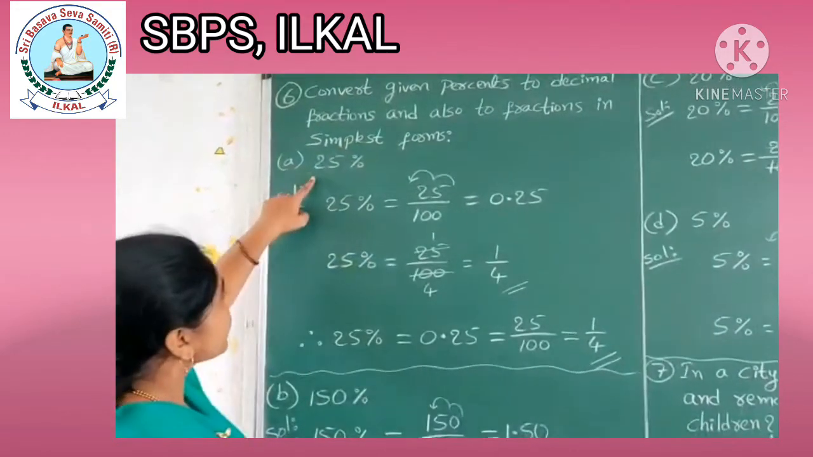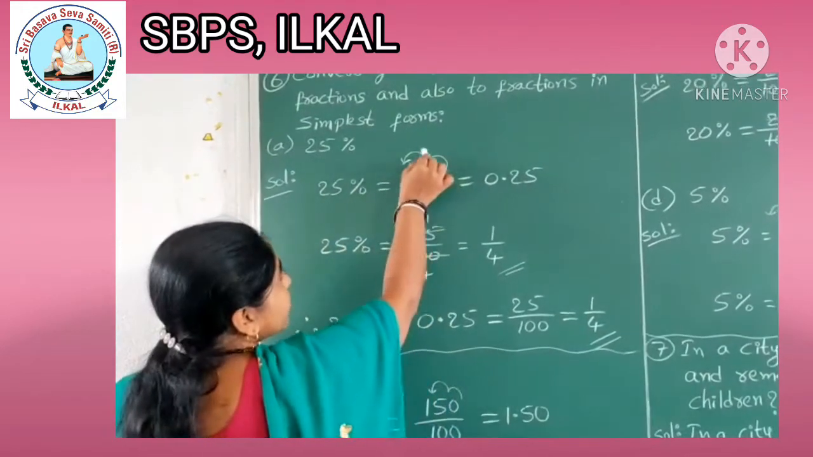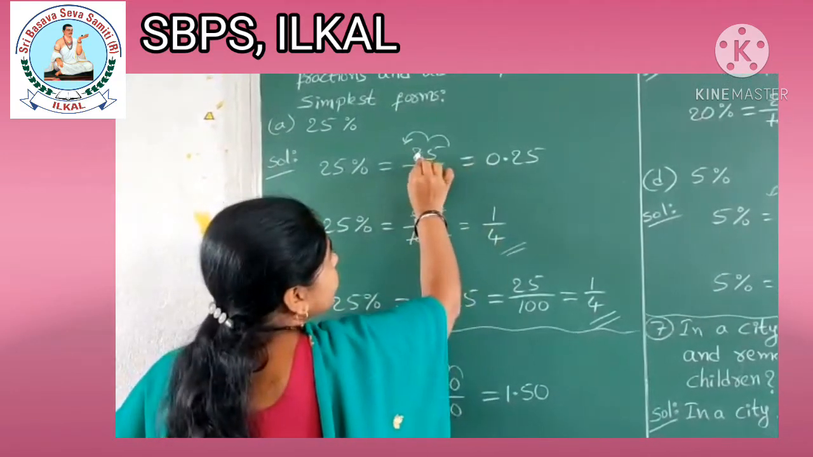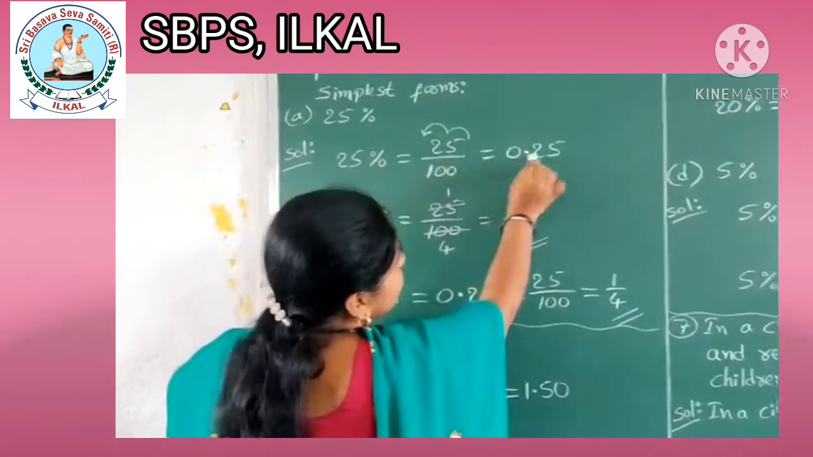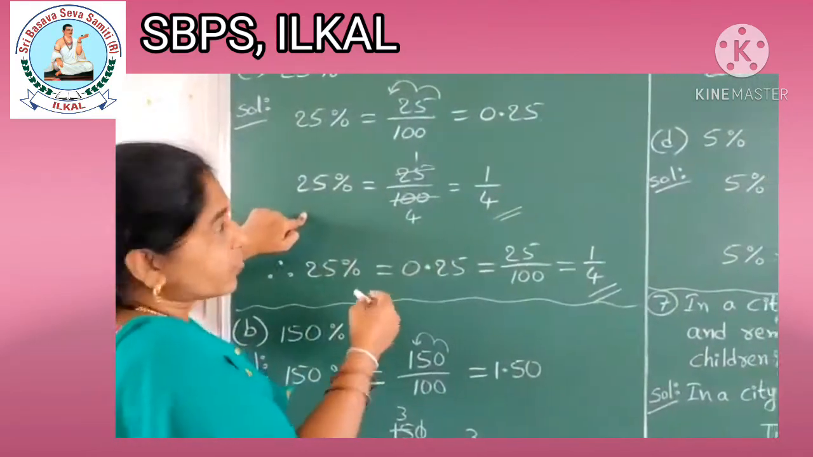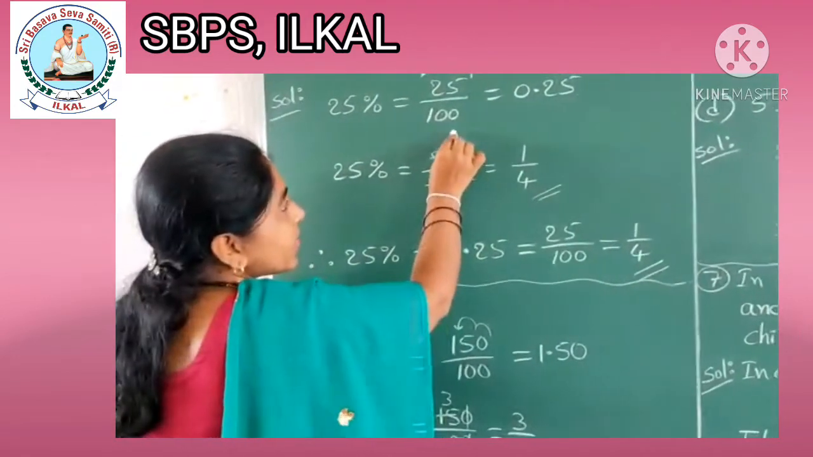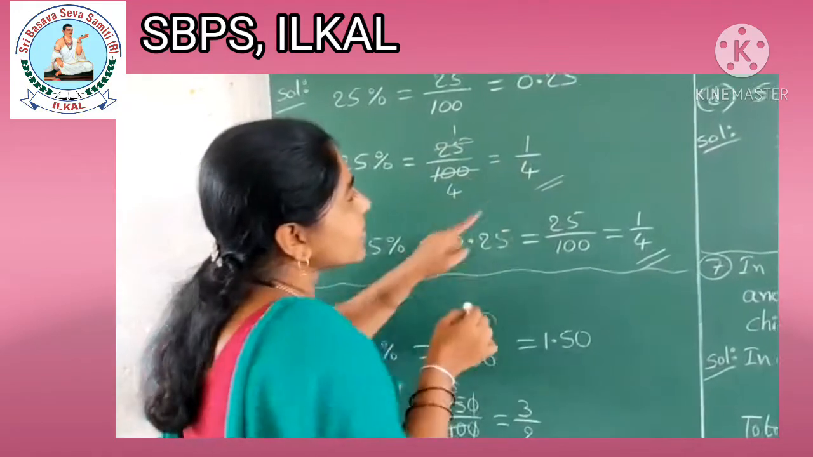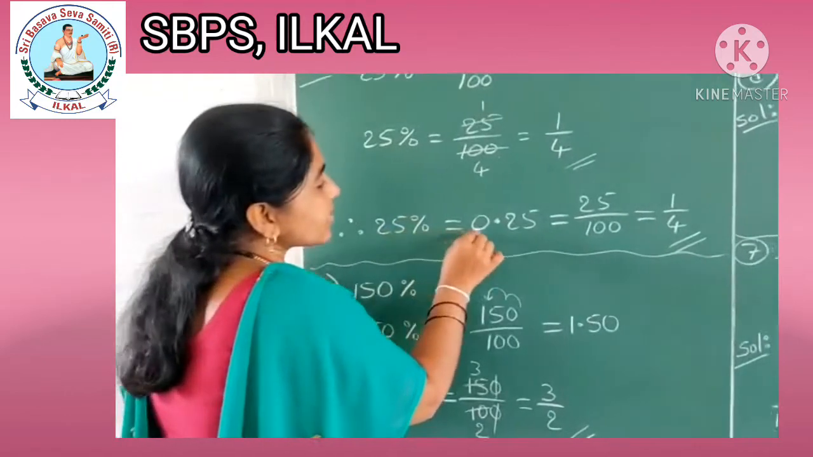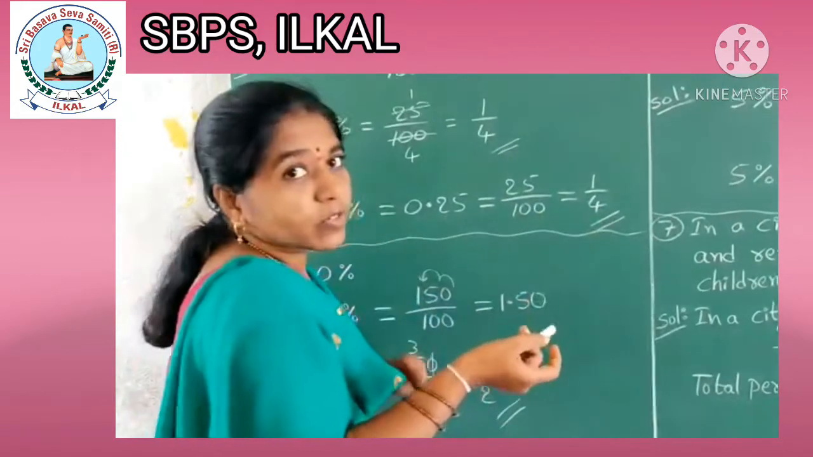Okay. First one is 25%. 25% means, children, 25 by 100. We have to shift two places towards the left because the denominator has two zeros, which is equal to 0.25. Okay, you converted into decimal. Now let us convert to simplest form. Again, 25% means 25 by 100, we will write, children. 25 ones are 25, 25 fours are 100, so 1 by 4. It is in the simplest form. This can be written as 25% is equal to 0.25, which is nothing but 25 by 100, which is equal to 1 by 4 also.